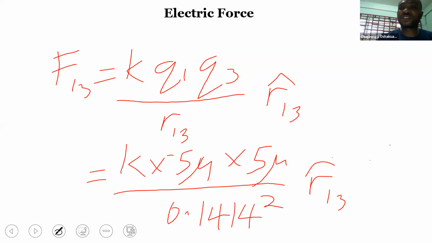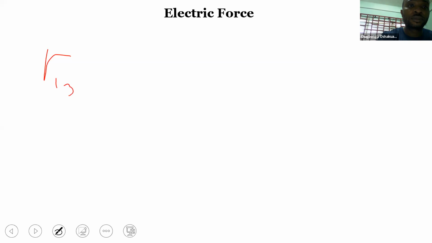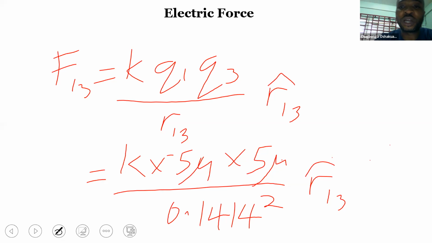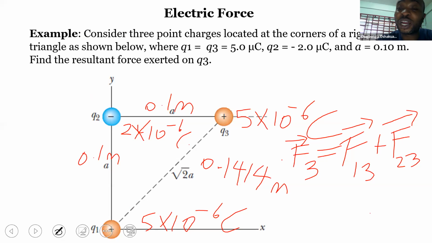So what is R13 caret? It's a unit vector. The magnitude is 1. Oh, our time is up. Unit vector, the magnitude is 1. I think it's better we talk about this on Thursday because the time is up. So R13 caret is the unit vector. Let me just try to describe it, and I will stop thereafter.